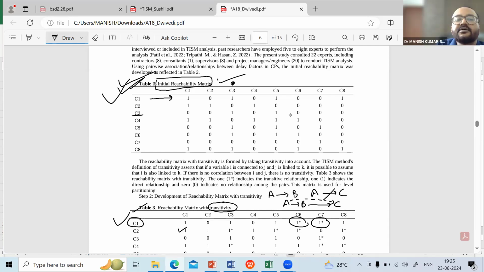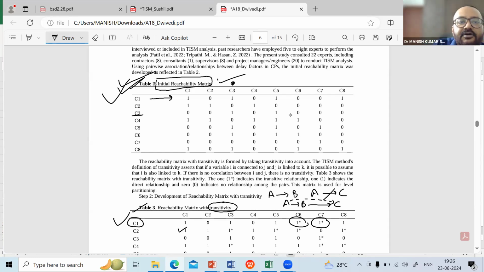C3 is impacting C5 now. See this? But not C1, right? But that I am not considering, because C1 is having a direct relation with C1. See, C1 to C1 we don't understand. You understand now? C1 to C1 we don't consider it.